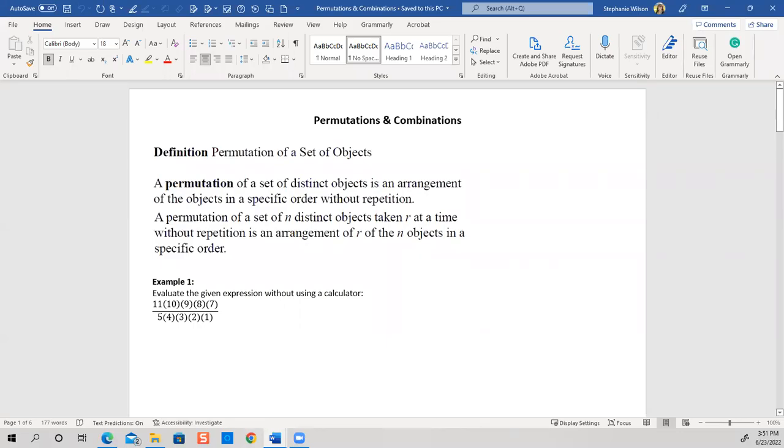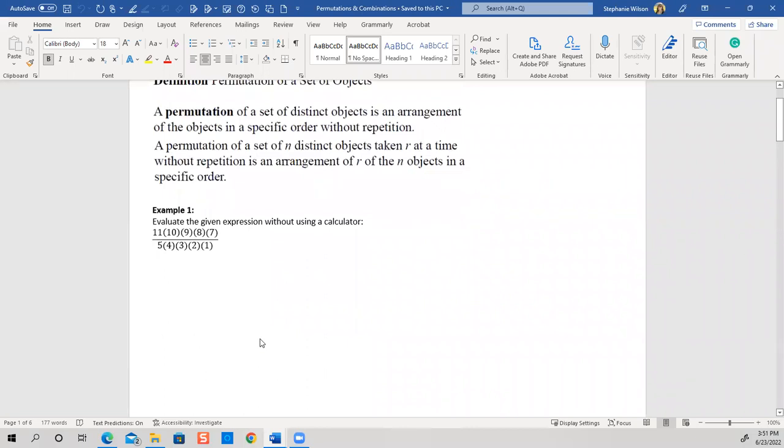Permutations and combinations. So a permutation is a set of objects. So let's go for it. And take a minute if you need to read that definition.